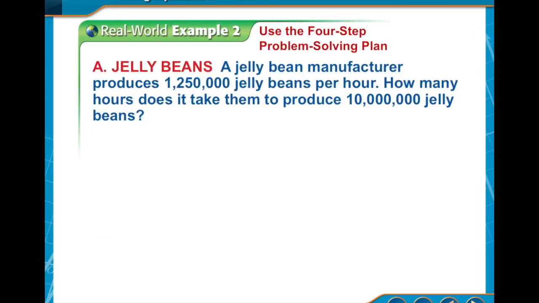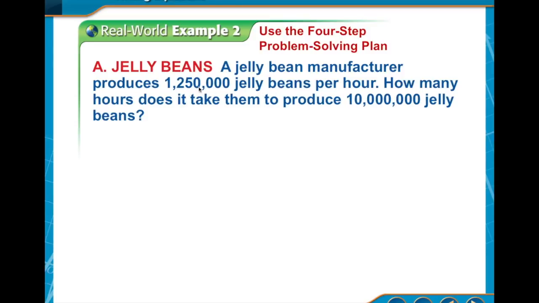So moving on to example 2A today. You're going to need to write these couple sentences. It's just 2 sentences. Very short. So for 2A, we see a jelly bean manufacturer produces 1.25 million jelly beans per hour. We want to know how many hours it takes them to produce 10 million jelly beans. So this 10 million is our total. This 1.25 million is per hour.